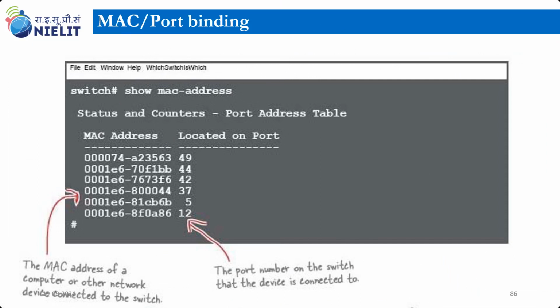So whenever a frame is received, the source MAC address and destination MAC address are mentioned. The switch will read the destination MAC address and will try to look it up in this binding table. So if this port 44 MAC address is there, it will be forwarded to port number 37.